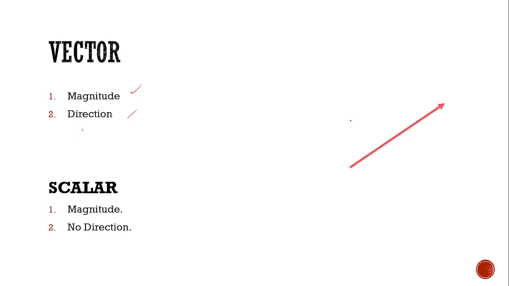Graphically, a vector is represented by an arrow, and analytically it is represented by a letter with an arrow drawn over that letter. The magnitude of a vector, let us say the magnitude of a vector A, is represented by mod A. This is magnitude.